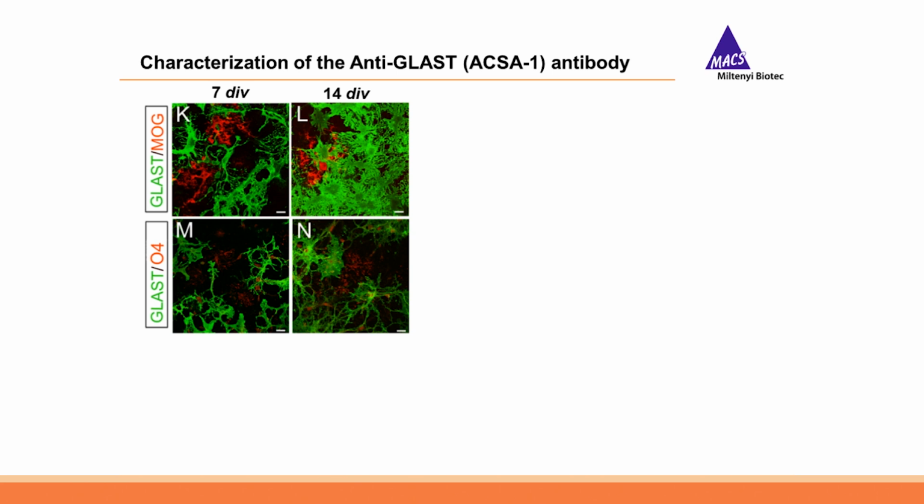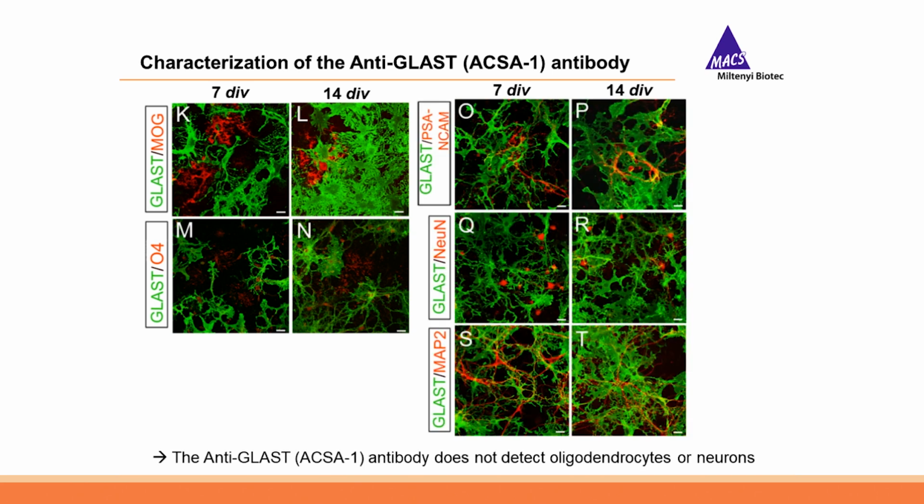Furthermore, we could also not detect any double positive immunoreactivity for GLAST and markers for PSA-NCAM positive neuronal progenitor cells, or NeuN or MAC2. So taken together, in cultured neural cells, GLAST expression as revealed by this anti-AXA1 antibody was detected in virtually all cells showing the typical astrocyte morphology and expression of the common astrocyte markers. And GLAST showed a broader expression than classic astrocyte markers like GFAP, and it was not found on other major neural cell types like oligodendrocytes and neurons.